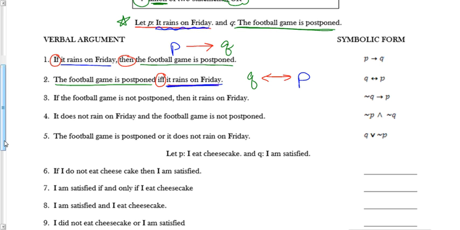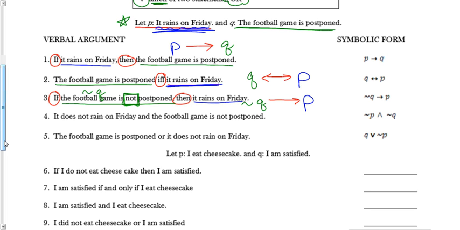Number 3, I do see an if statement. If, then, which means I have an arrow going towards the right. The football game is not postponed. Ooh, that's almost Q, except I have this not right here. If the football game is not postponed, that's the same as saying tilde Q. So tilde Q, which is read not Q, then it rains on Friday. It rains on Friday is P, so P goes at the end.